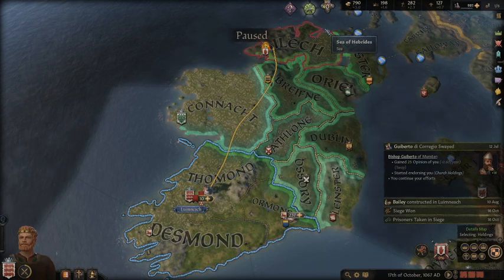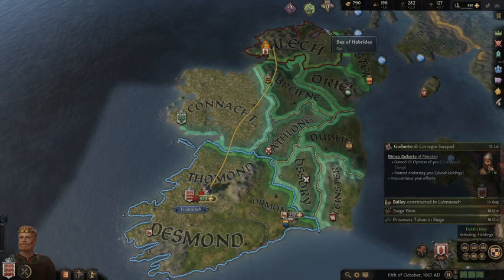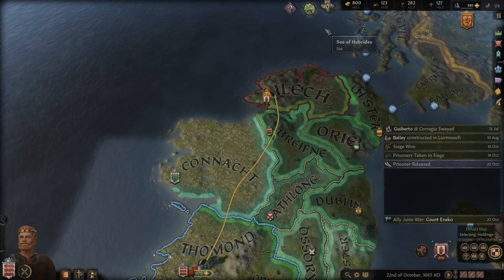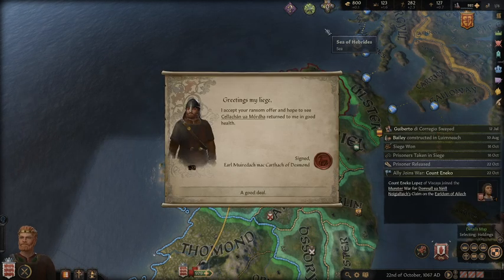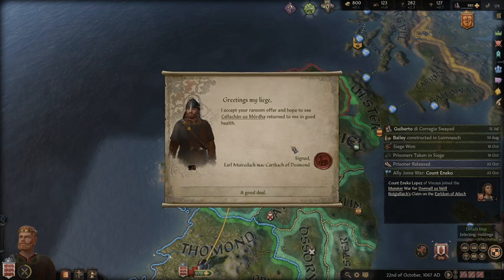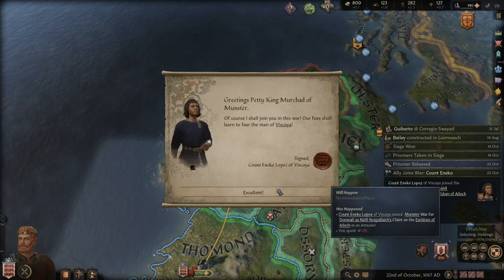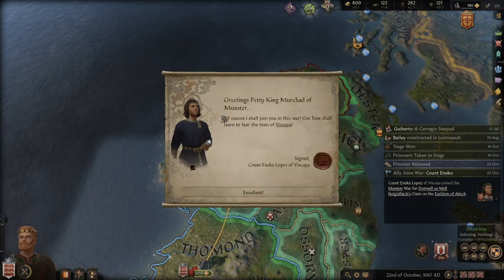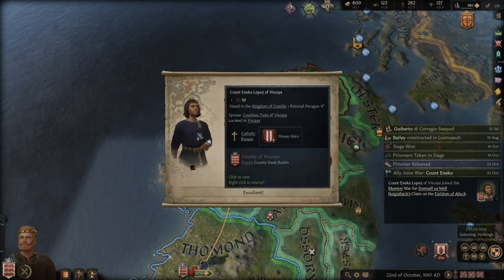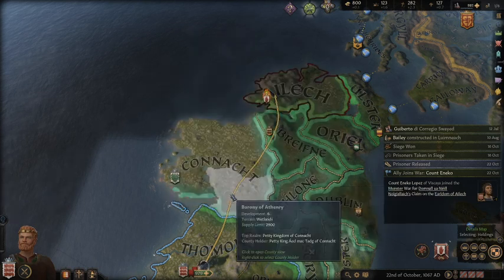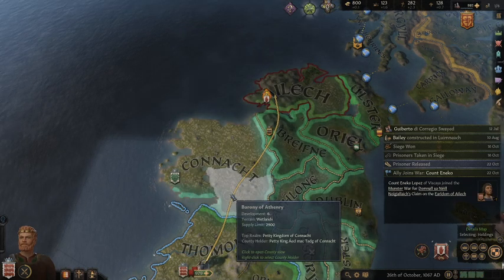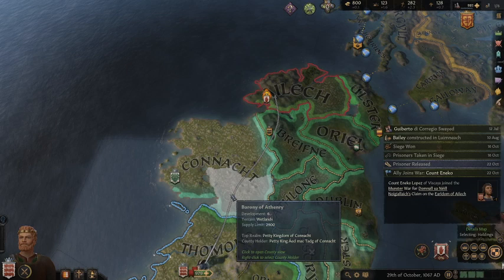Alright, we're allied with that guy because of our marriage to Debbie, I think. Greetings, my liege. I accept your ransom offer and hope to see him returned to me in good health. So this guy from Castile is joining in on our war over here in Ireland.